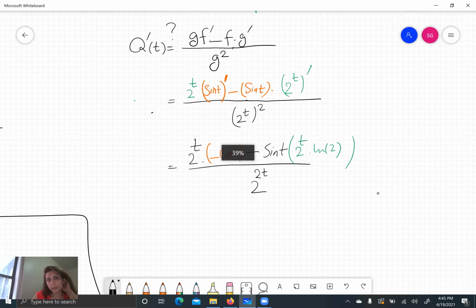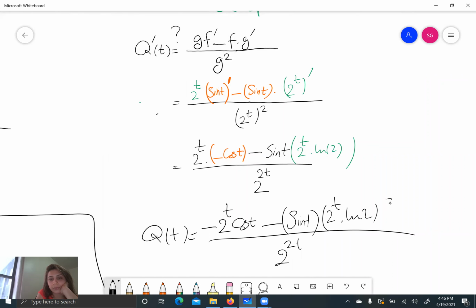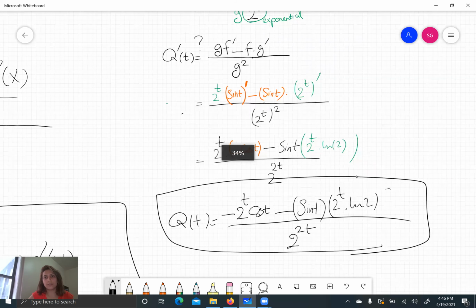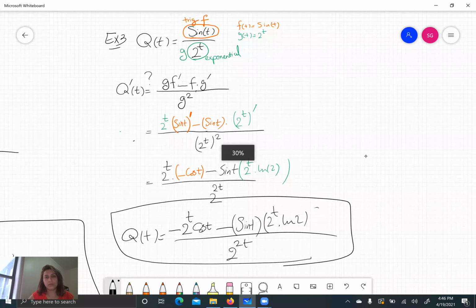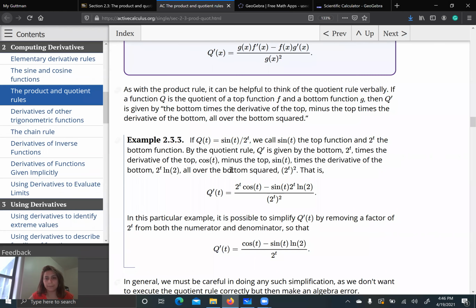If you would like to clean it, you can rewrite it to make it cleaner. Negative times positive is negative, so negative 2^t times cosine of t, minus sine of t times 2^t times natural log of 2, divided by 2^(2t). That's it. So here we applied the quotient rule. The big picture is right here. We applied the quotient rule and we calculated this derivative.